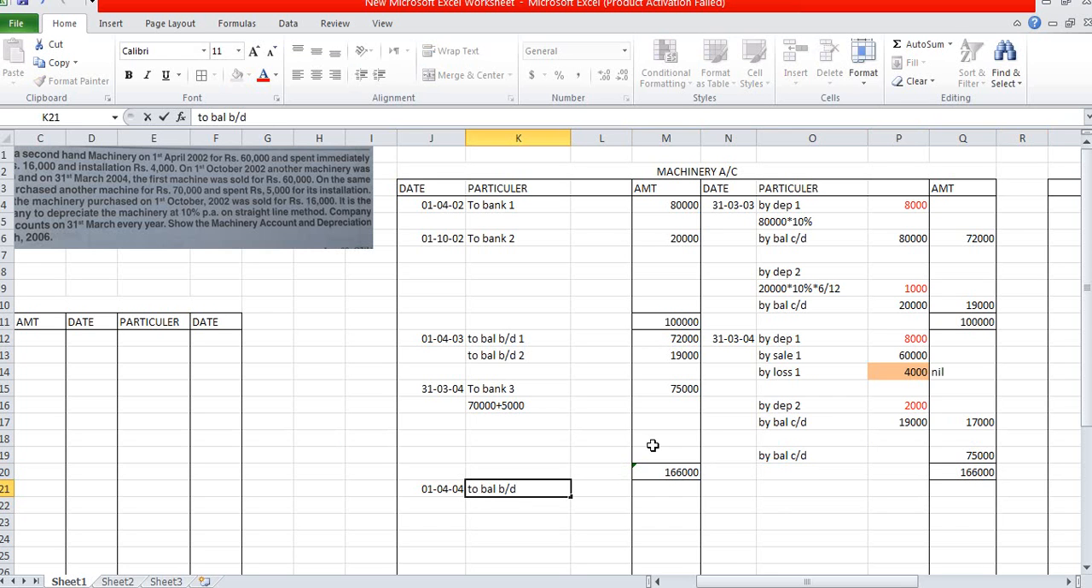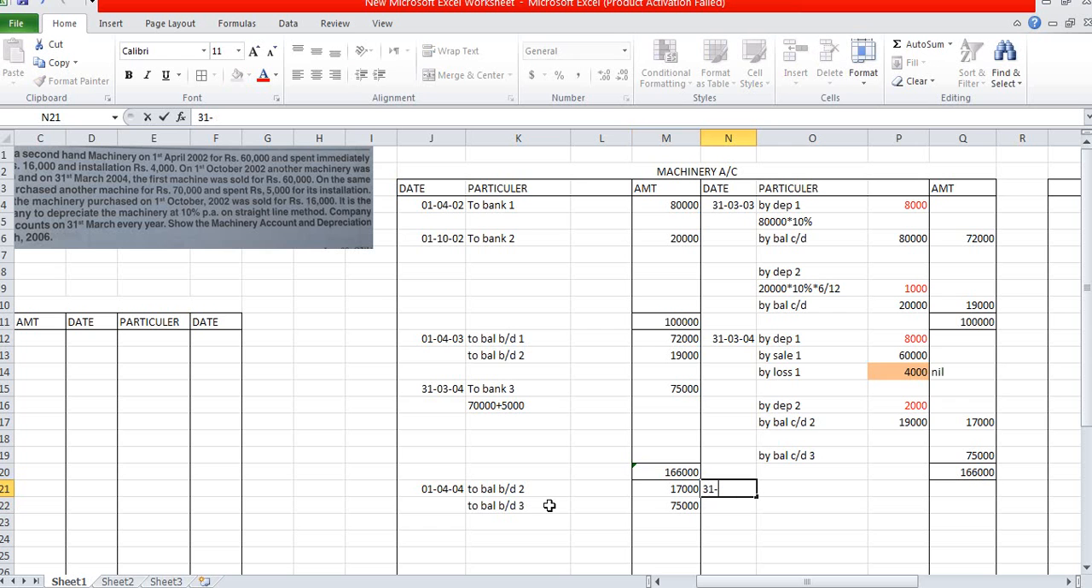To balance brought down means the amount. First we have sold the first machine, here take the second machine, this is for the second. Okay, only we have second machine now, second and third, so 17,000. Okay, to balance, here take third machine, we are still 75,000.